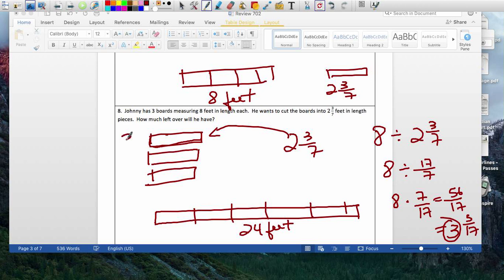So you can have 3 over here, 3 over here, and 3 over here. So the answer will be 9. The leftovers would be this. You're going to have 5/17 left over in each of these boards.